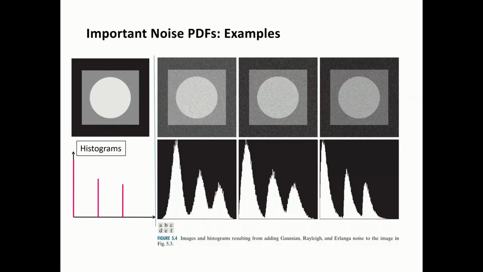I will plot the histogram of these and we'll try to find out which type of noise is present. So let's say I have this image and I plot the histogram. How will it look? We have black, gray, and white. But if the same image has noise added, what will I get?